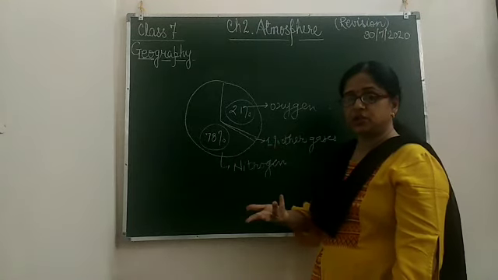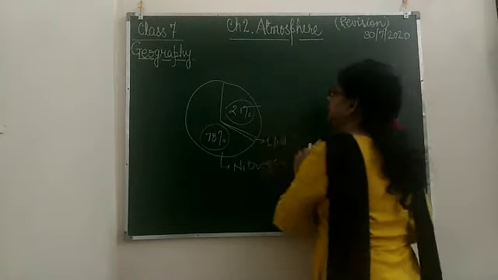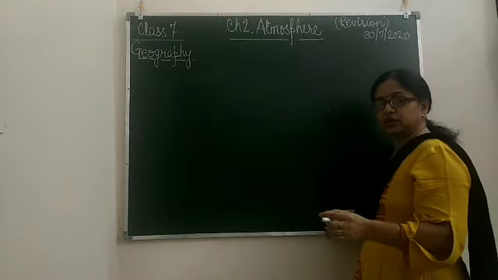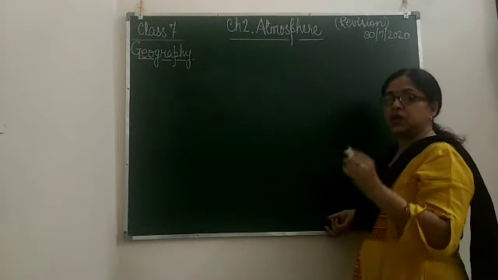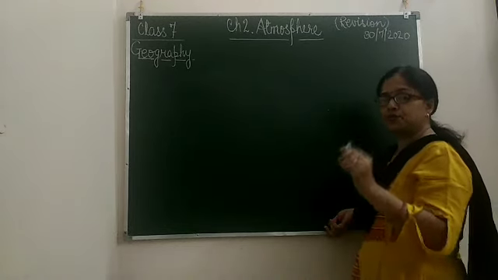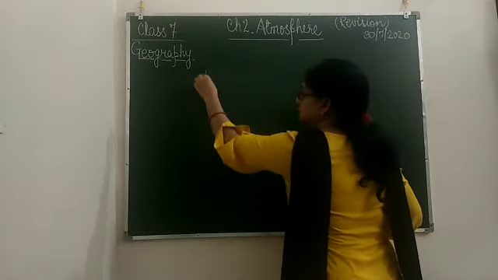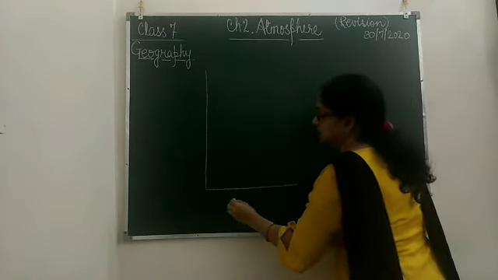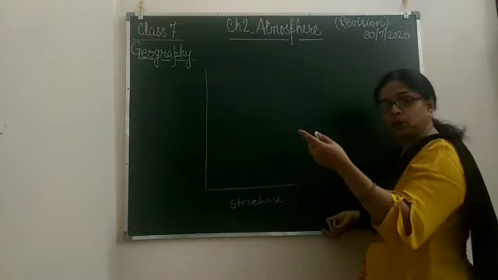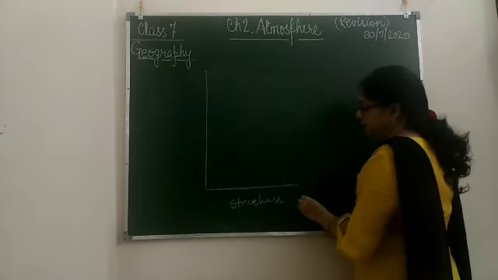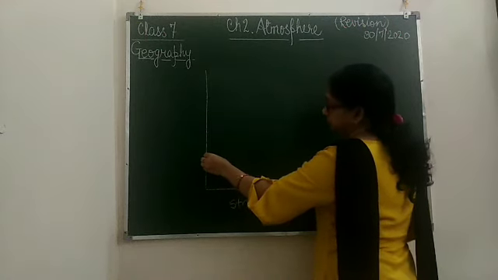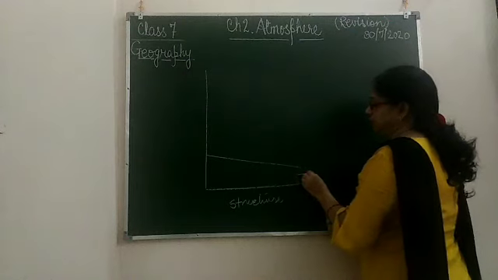What is the structure of the atmosphere? Let's see. On the basis of the structure, our atmosphere consists of 5 different layers. How many layers? 5 different layers. This is the structure. 5 layers are there, of which the first one is the troposphere.